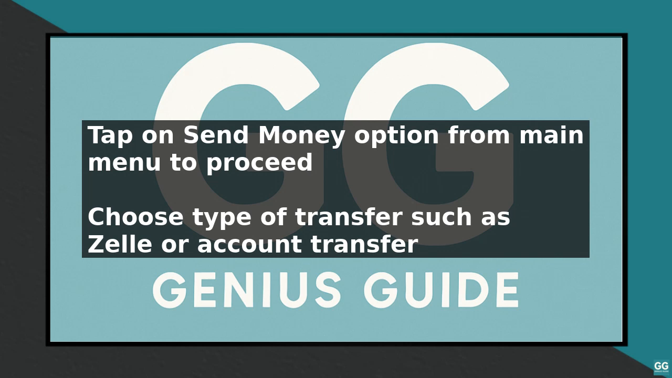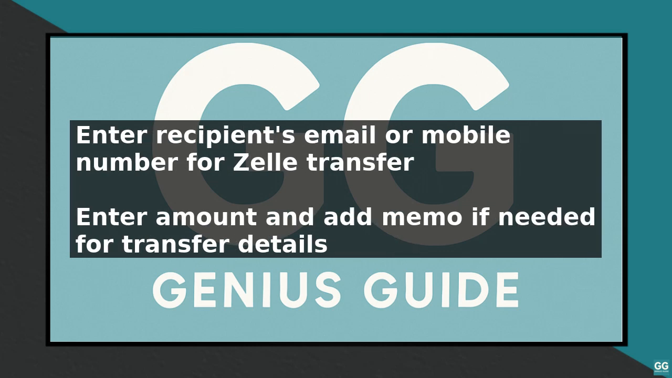To transfer money to a Wells Fargo account, select the Transfer to a Wells Fargo account option and then enter the recipient's account number and amount. You can also add a memo to the transfer. Review the transfer details and then tap Send.